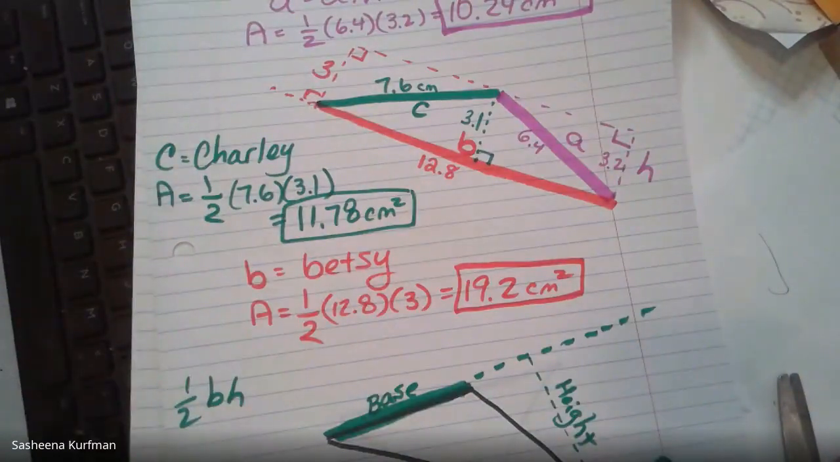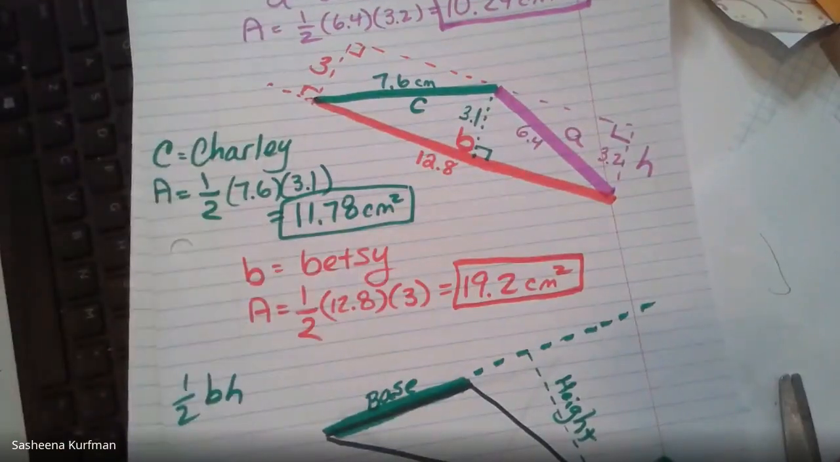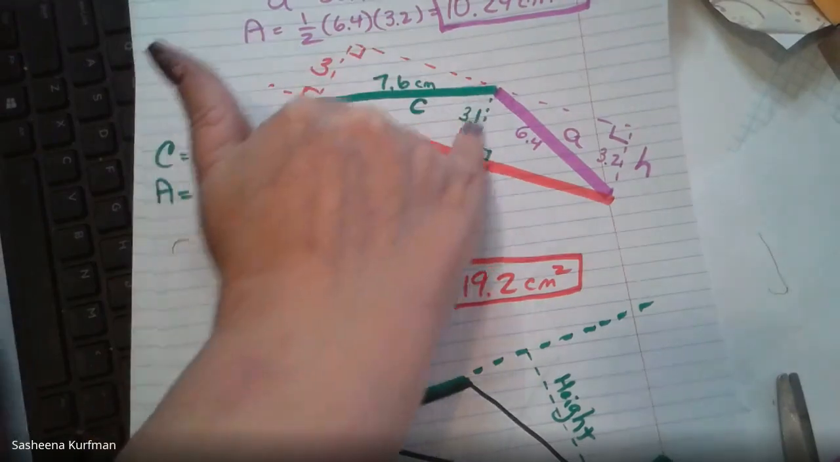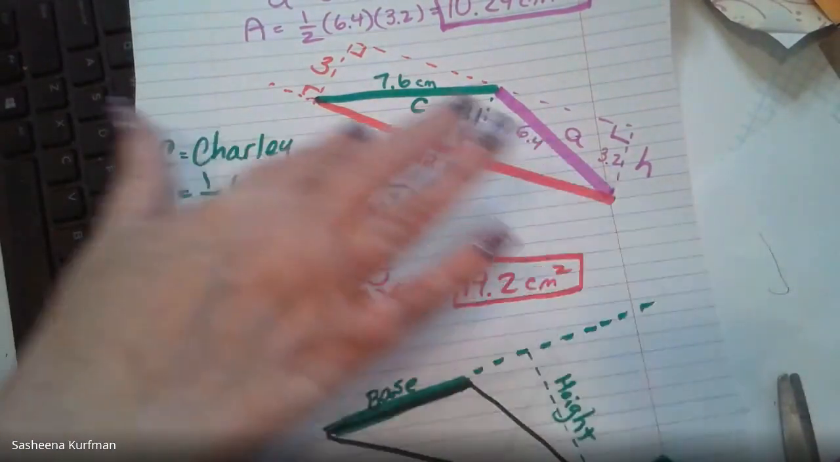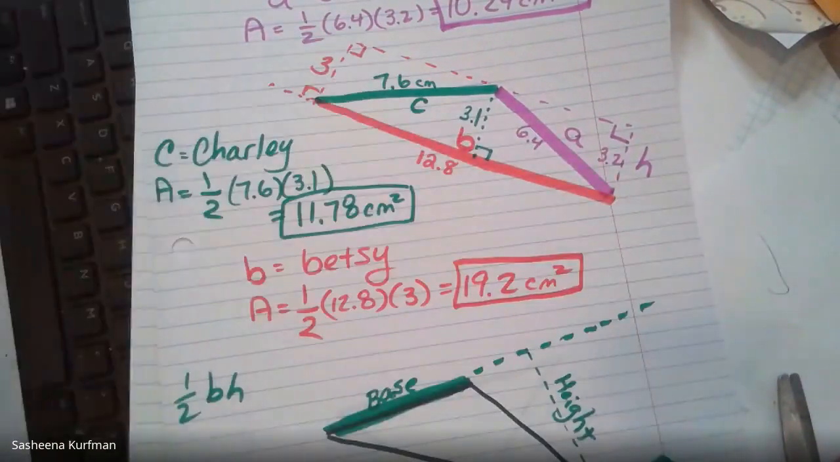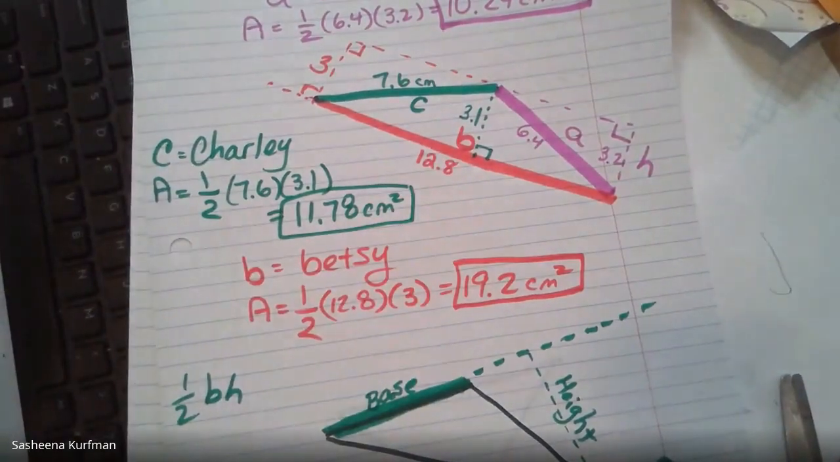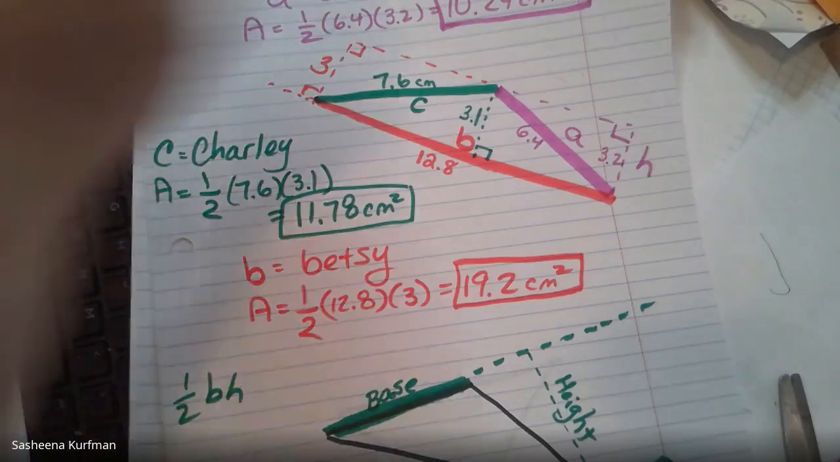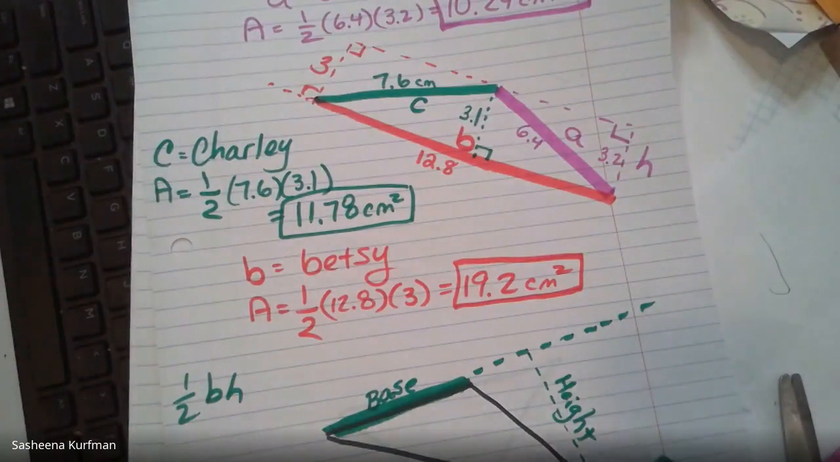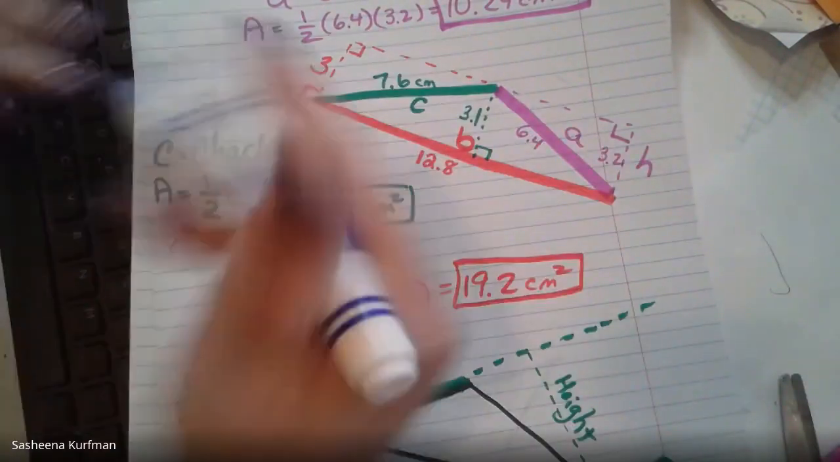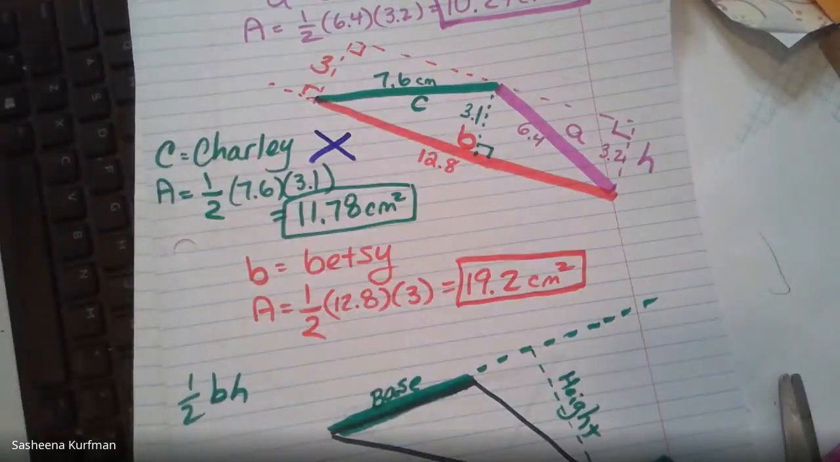So what we can see right now is that Charlie found a height, but the height he found was for side B. He did not find the height for side C. So that was his mistake. Charlie did it wrong. All right, so now let's go down and look at our diagram again.